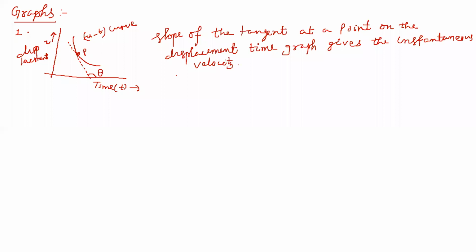That means, students, here slope means tan theta, which is equal to dx by dt. How the displacement changes with respect to time is equal to v, which is known as the instantaneous velocity at point P.